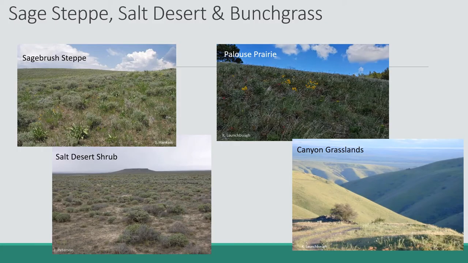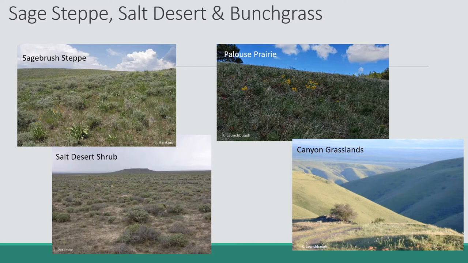Okay, before we get into the plants, let's take a look at some of these ecosystems we're going to talk about. On the left are the shrublands. The sagebrush steppe, which again is those sagebrush plants with grasses in between. And the salt desert shrub there on the bottom looks kind of bland, but it's really important winter habitat for deer, elk, pronghorn, and then also sheep and goats. Really, that's an important low-growing shrub for winter forage.